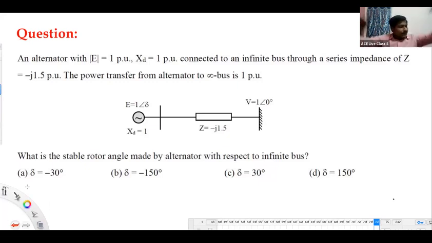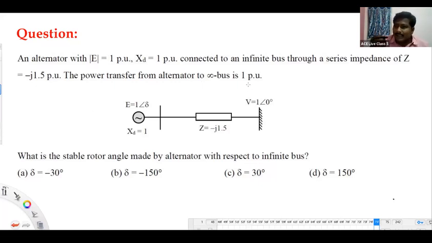See, in this problem, an alternator with mod E 1 per unit, XD equals to 1 per unit, is connected to an infinite bus through a series impedance of Z equals to minus J 1.5 per unit. The power transfer from alternator to infinite bus is 1 per unit.